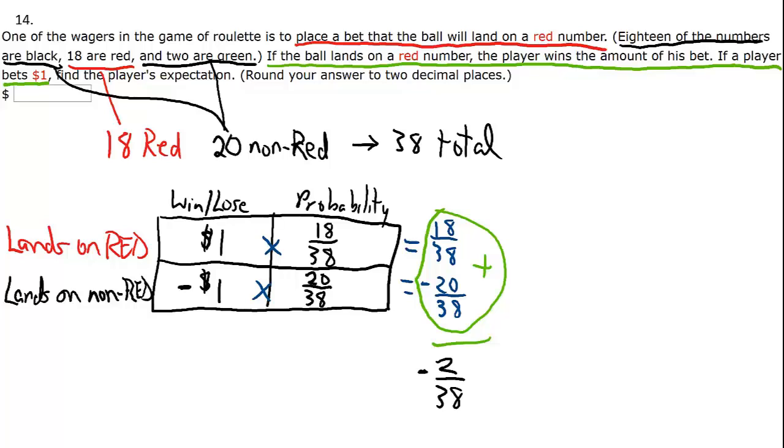They ask you to write that as a decimal rounded to 2 decimal places, so you have to divide. That comes out to, to 2 decimal places, negative 0.05. So the expectation is negative 5 cents. On average, you'll lose about 5 cents every time you bet $1 on that game.